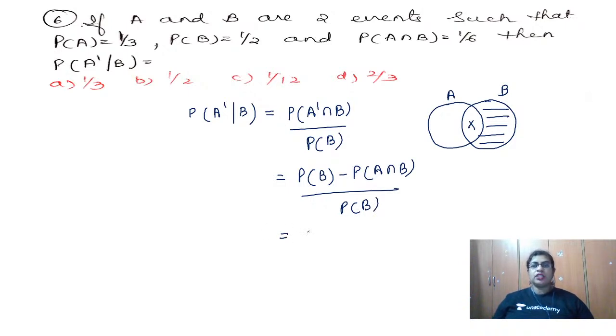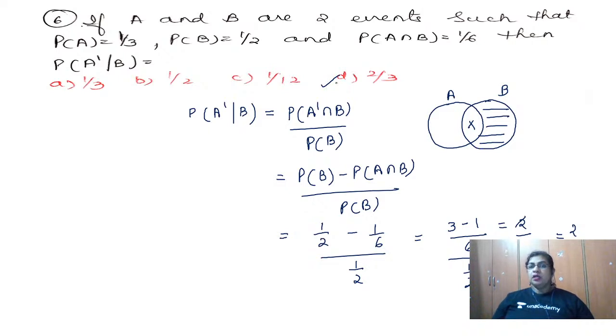Just substitute what is given from the question. So here it is given 1 by 2 minus 1 by 6 whole divided by 1 by 2. So therefore take the LCM in the numerator. 6 is the LCM in the numerator. So 2 threes are 6, 1 ones are 1, whole divided by 1 by 2. So 3 minus 1 is 2 by 6 whole divided by 1 by 2. So 2 ones are 2, 2 threes are 6. So therefore this will become 1 by 3 into 2 by 1. So therefore you are getting the answer 2 by 3, and that is your D option.